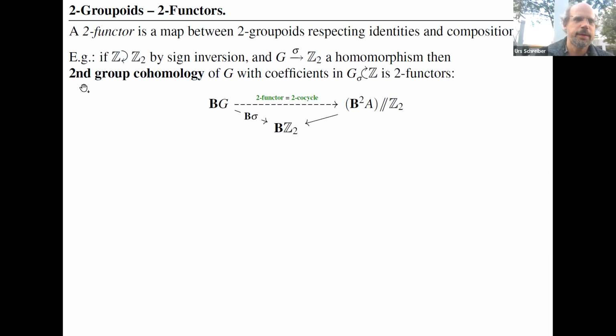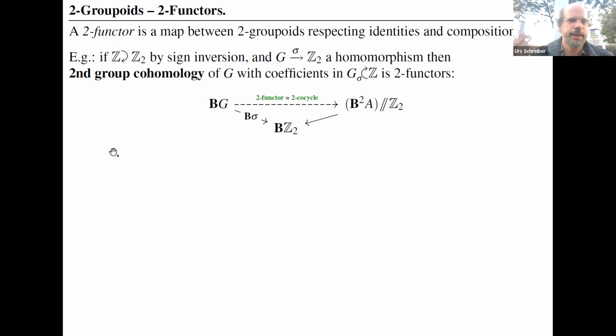So consider the abelian group of the integers, the simplest thing we can do, but equipped with its Z mod 2 action by group automorphisms, hence by sign inversion. So that's just a reflection action of Z mod 2 on the integers. And we consider any discrete group equipped with a group homomorphism to Z mod 2, so that it can act via this homomorphism on the integers.